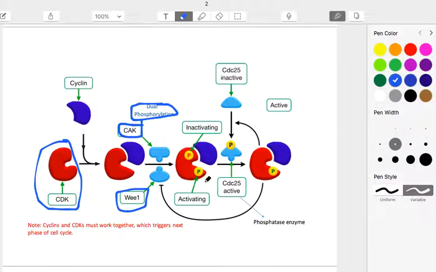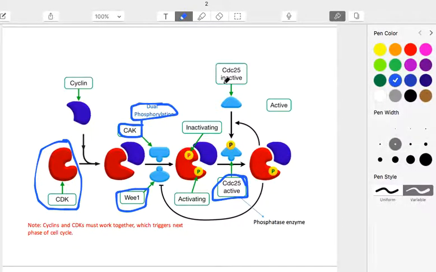You need to remove phosphate, which is done by CDC25. It removes the phosphate and turns the inactive CDK into the active form.